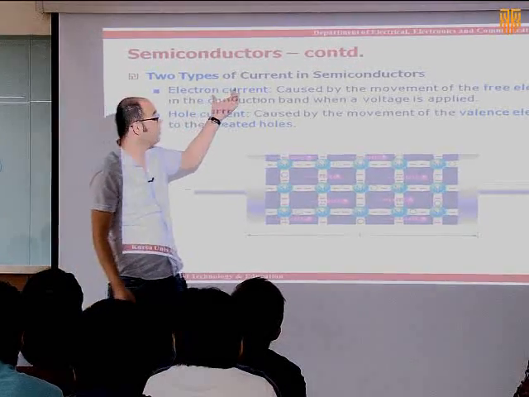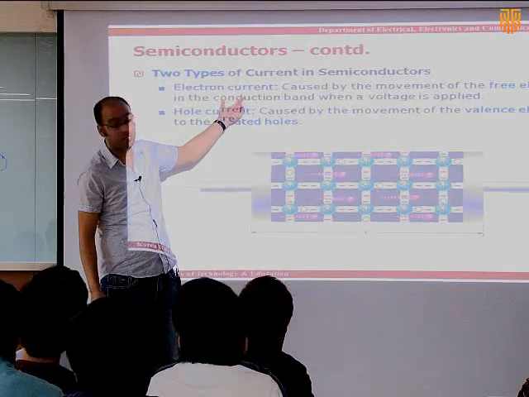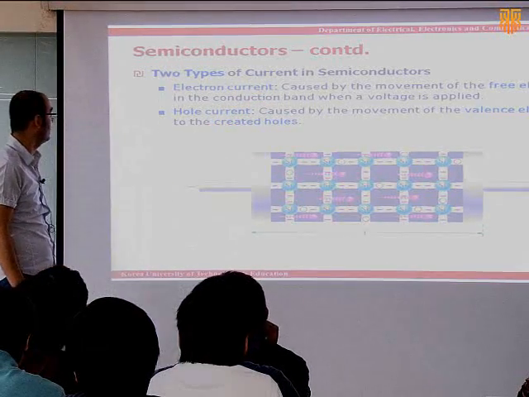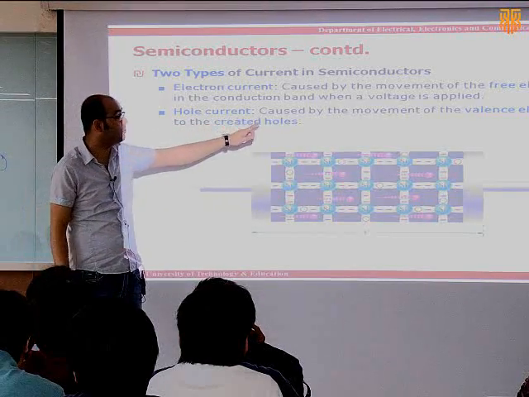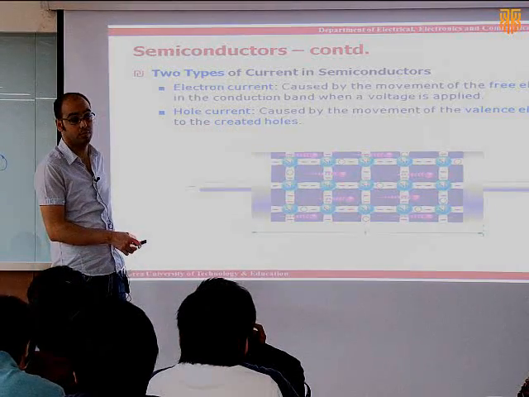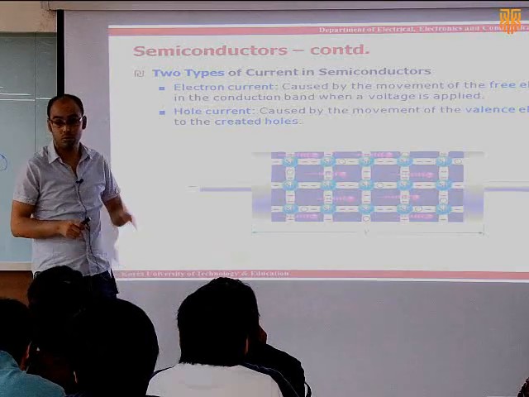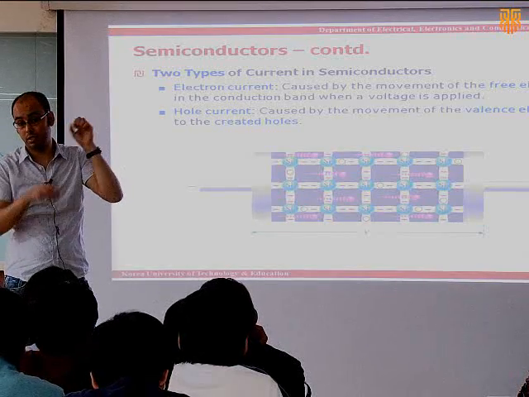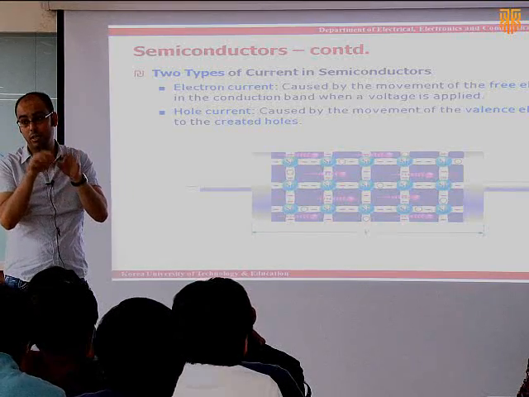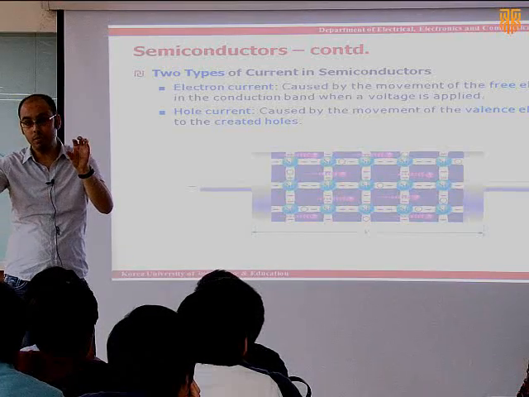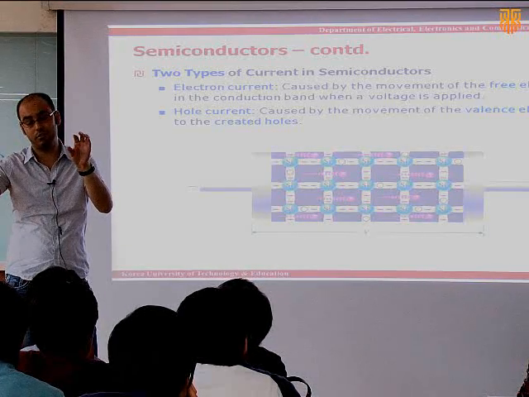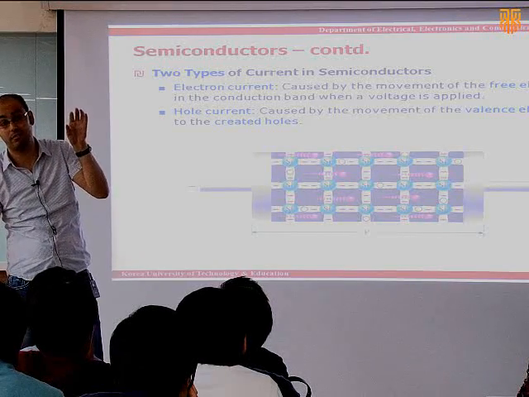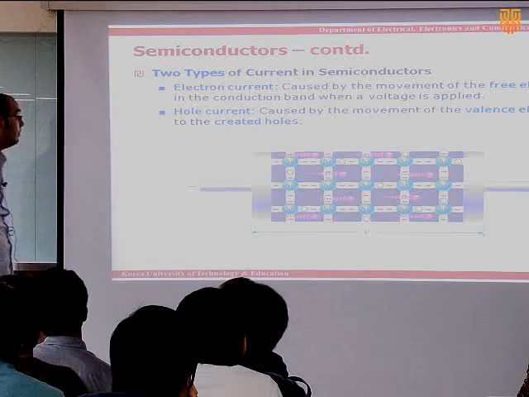The reason for this current is that the free electrons move in the conduction band. And the hole current is caused by the movement of valence electrons to the created holes. So when some electron leaves the valence band, it leaves a hole there. That hole is positive. So some electrons in the valence band can move to this vacancy, which is the hole.